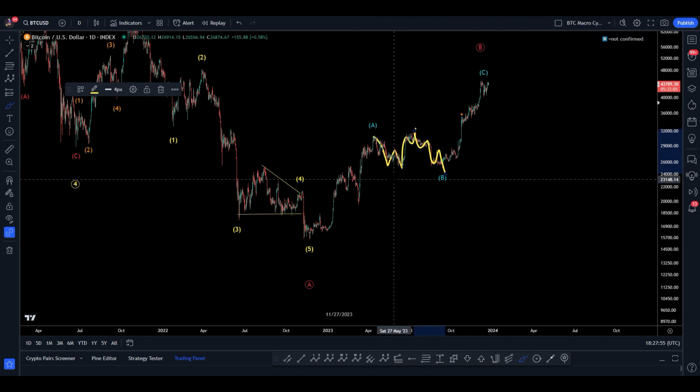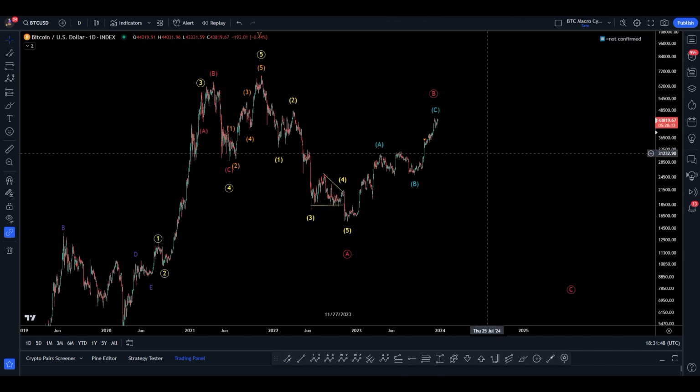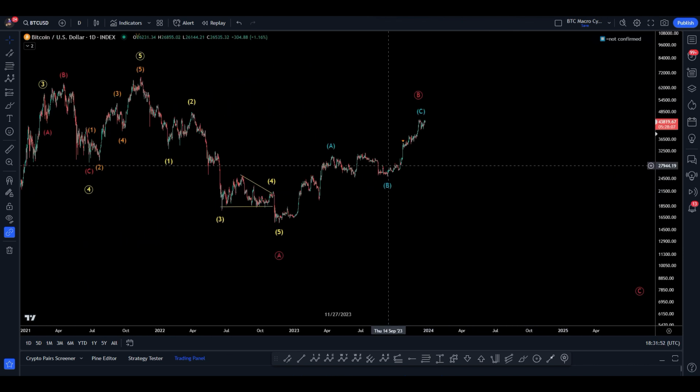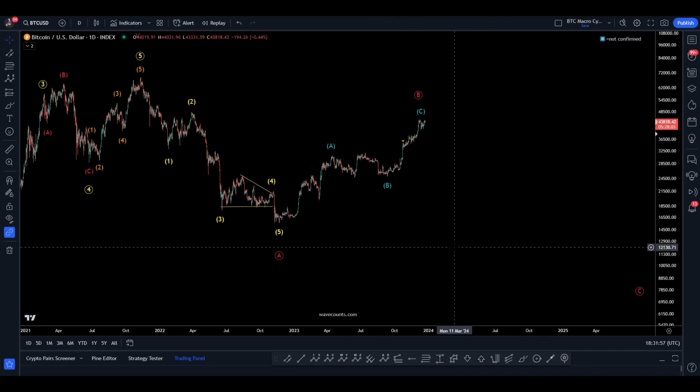Hello, why won't this erase? There we go. I'll just wait on the C wave to finish. Okay, so whenever you get 5 waves in here, there's an extension or 2 in there. Then this whole thing will be retraced according to this count.